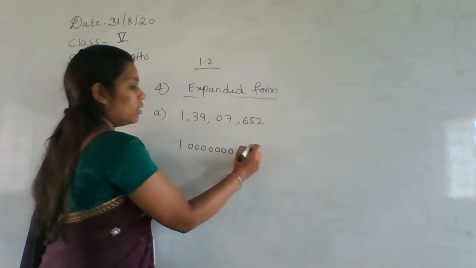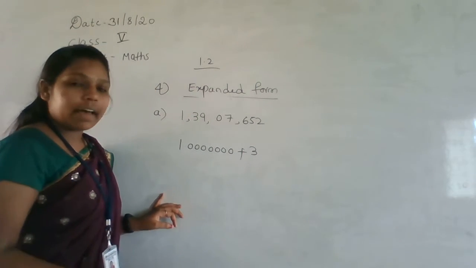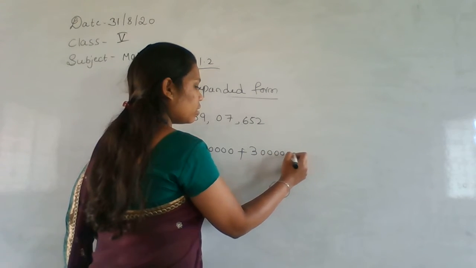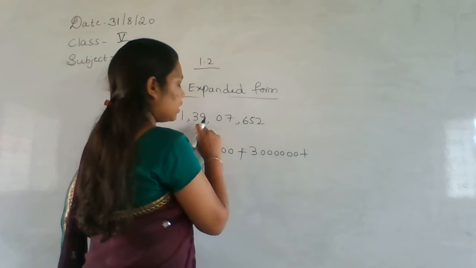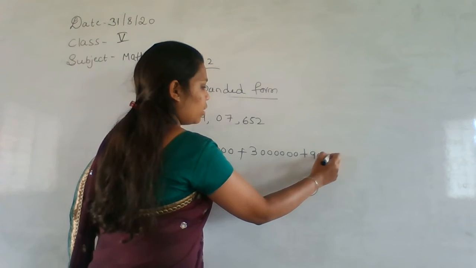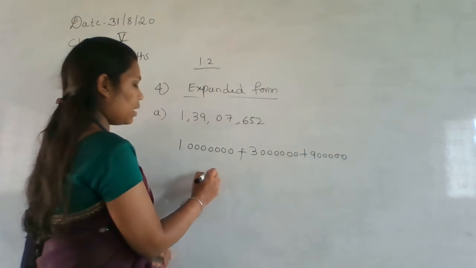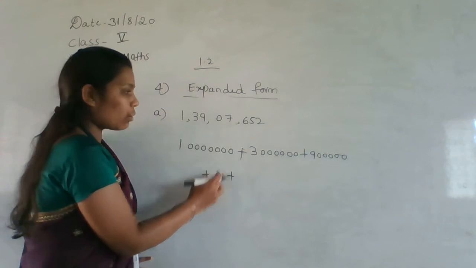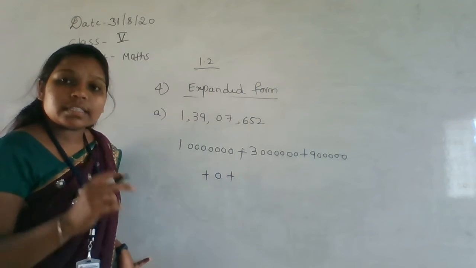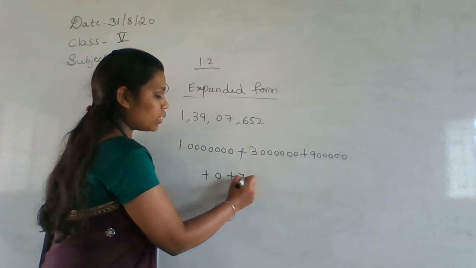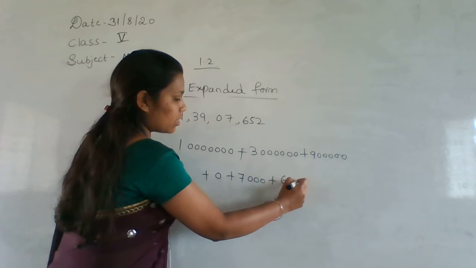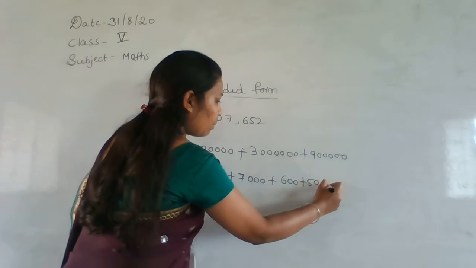Okay. Next. 10 lakh has 6 zeros, so write here 6 zeros. Next, 9 lakh means 5 zeros. Plus here in the 10,000 place 0 is there, just write a 0 only. After that, in the 1000 place 7 is there, so write for 1000 there will be 3 zeros. Next 600 plus 50 plus 2.